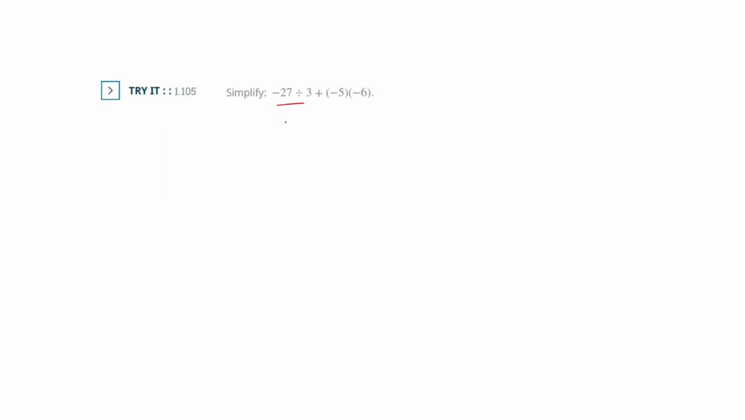Okay, this is going to be first. These are tied, but this is on the left. So 27 divided by 3 is 9. A negative and a positive make a negative. Now, I'm going to put these two together here because that's next. 5 and 6 make 30. Negative and a negative make a positive. Okay, you owe me 9, but you've come across 30. You've got positive 21 in the bank.